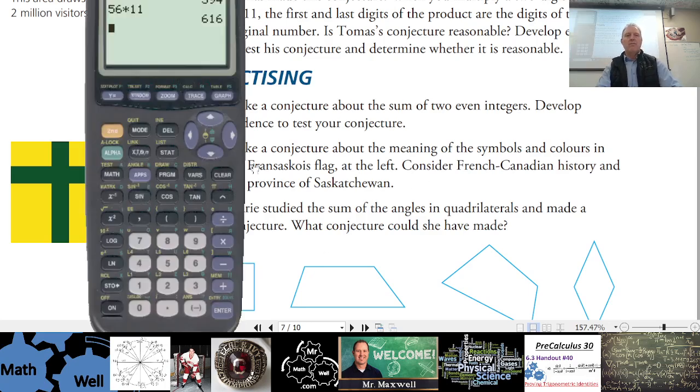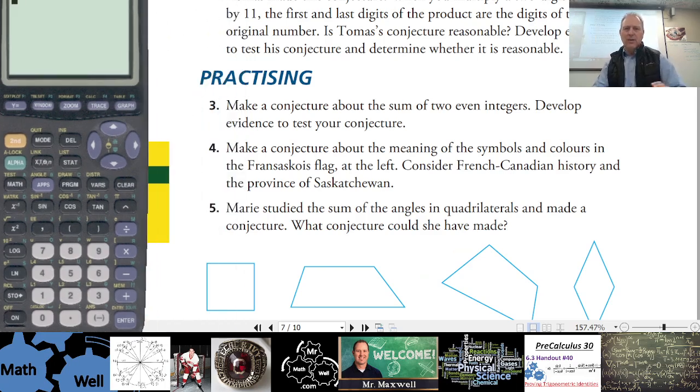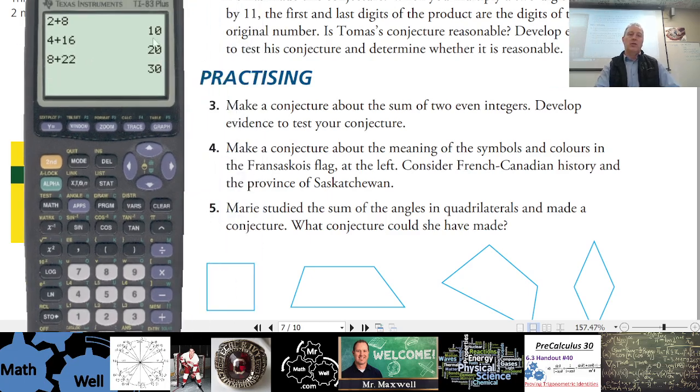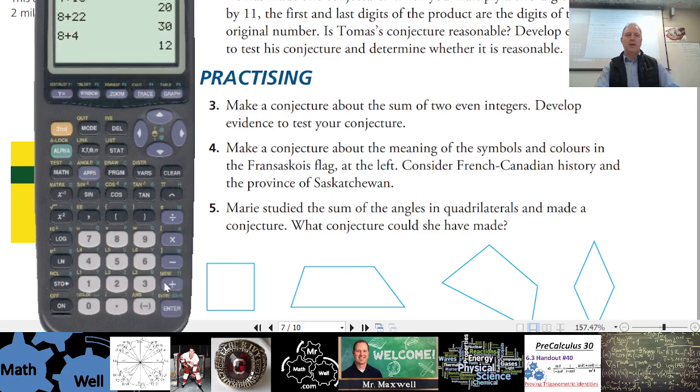Okay? So if we do, and I'll just do this on the calculator so we have a record. So we're adding even integers. Okay, so 2 plus 8. Those are two even. The sum is 10. 4 plus 16. The answer is 20. One more, 8 plus 22. Those are both even. We get 30. So, oh, that's interesting. 10, 20, and 30. Let's do one more. 8 plus 4, they don't all end in 0, but okay, so 12. So what do we notice about all of these sums?